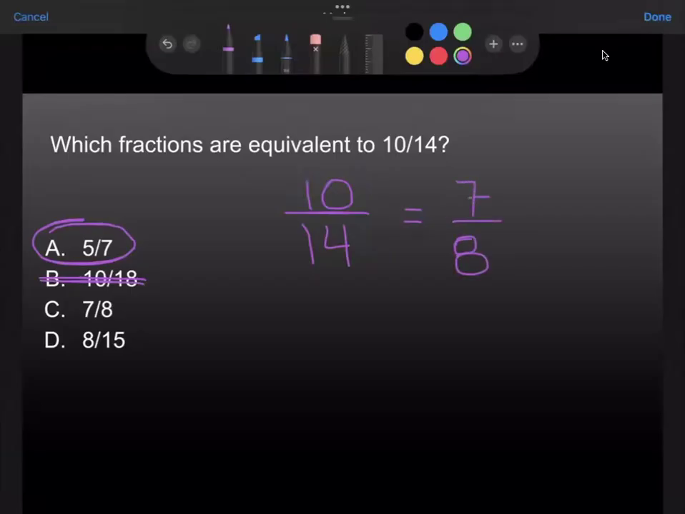So this is an example of what I mean. This might be kind of hard for me to tell. I can't really divide 10 by something to get 7 or 14 by something to get 8. Doesn't mean they're not equivalent. It just means it's kind of hard for me to tell. So what I'm going to do is cross product.